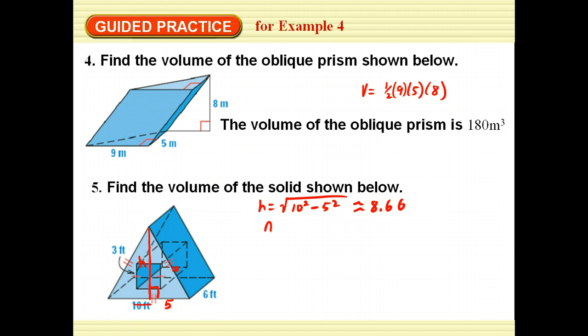So the area of my triangle is 1/2 base times height. So that is 1/2, the base is 10, the height is 8.66. I can find that area as approximately 43.3. And then I will need to multiply that.